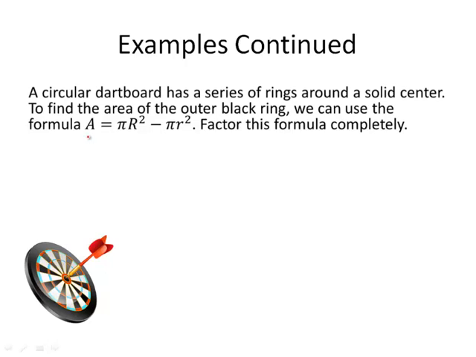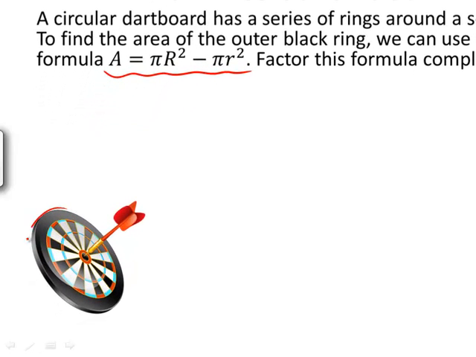The last example here is a bit of a word problem. They're telling us that the circular dartboard has a series of rings and a solid center. The solid center is called the bullseye. So they've written a formula for us that represents the area of the outer black ring, and it's pi times big R squared minus pi times little r squared. And you can almost see where that formula comes from. Big area minus little area gives you the outer component.